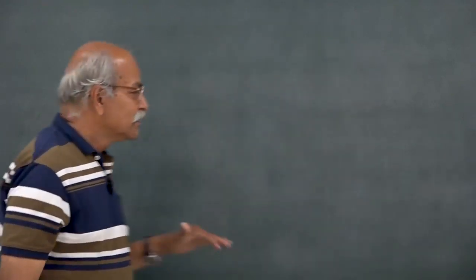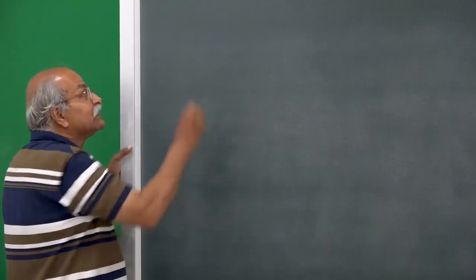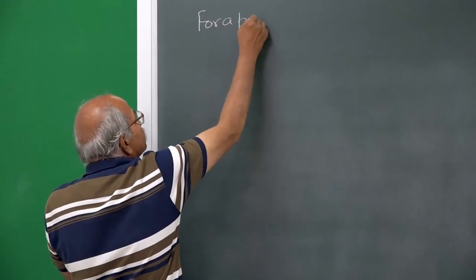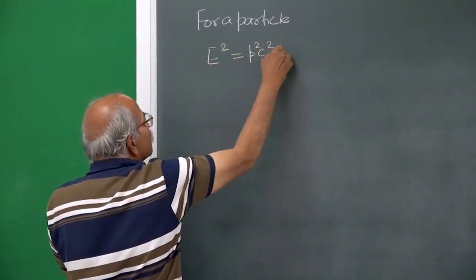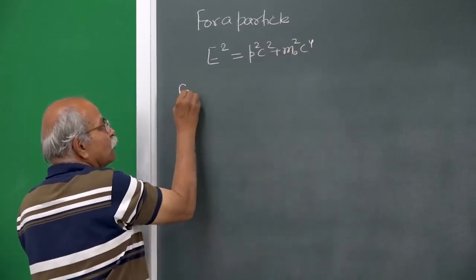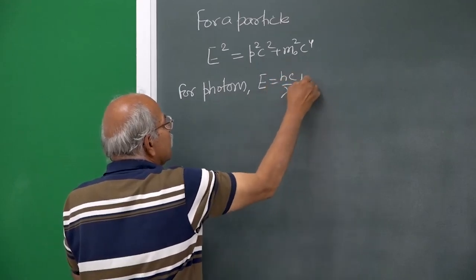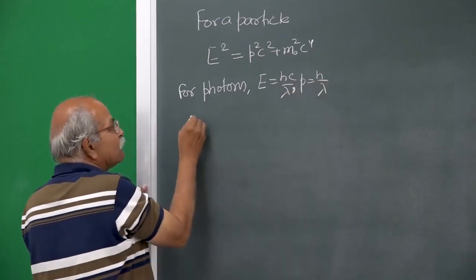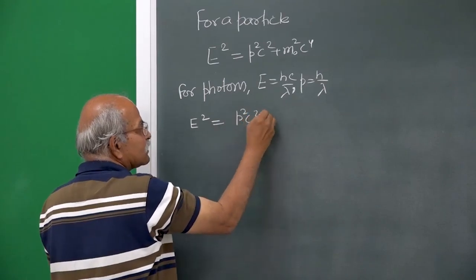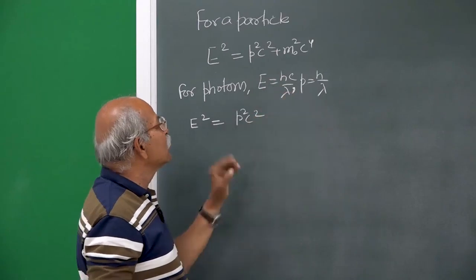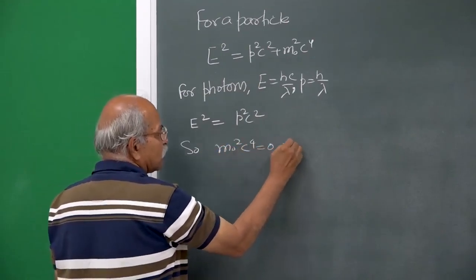But if I do some mathematics and try to use that particle relation for photons, with energy, momentum and rest mass, what happens? For a material particle, we have E square is equal to P square C square plus m naught square C4. For photons, we have E equal to hc by lambda and P equal to h by lambda, and therefore E square is equal to P square C square. Here E square and P square C square are equal, and hence if I put in this equation, m naught square C4 is 0, or m naught is 0.